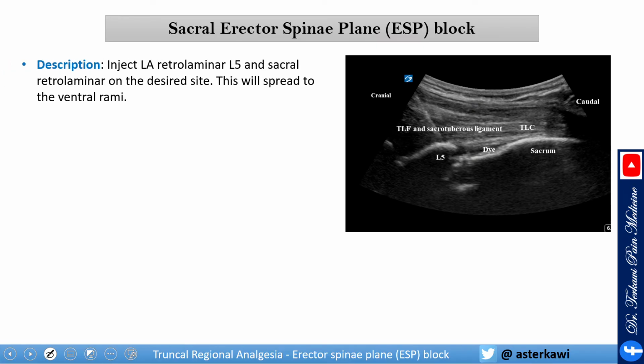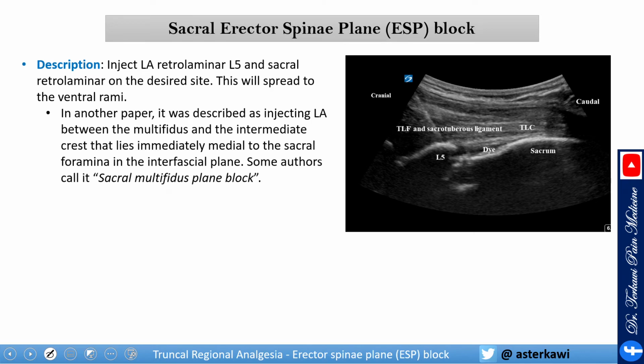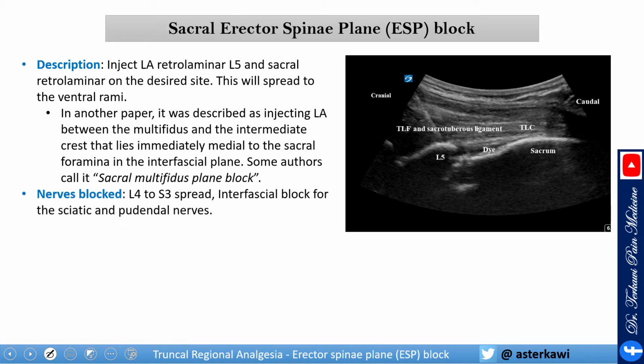So this is an injection of local anesthetic at retrolaminar L5 and sacral retrolaminar on the desired side. This will spread to the ventral rami. Another paper described this technique as injecting local anesthetic between the multifidus and the intermediate crest that lies immediately medial to the sacral foramina in the interfascial plane. Some authors even call this sacral multifidus plane block. So it potentially can spread up to the lower lumbar, and it is an interfascial block for the sciatic and pudendal nerve. So it can cover the sciatic and pudendal nerve.